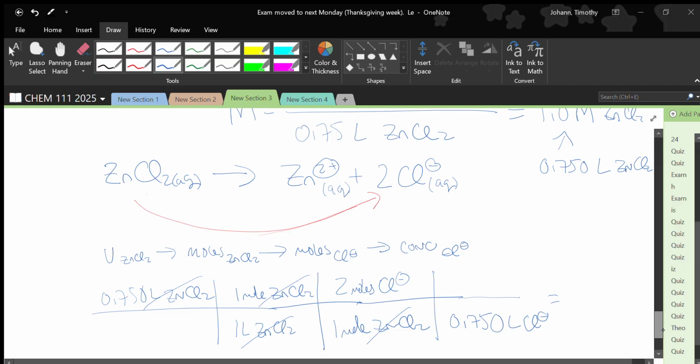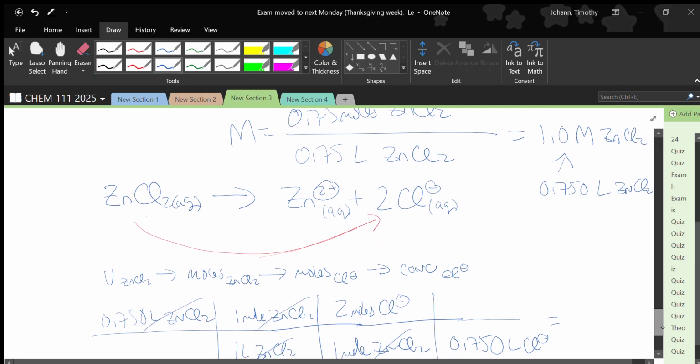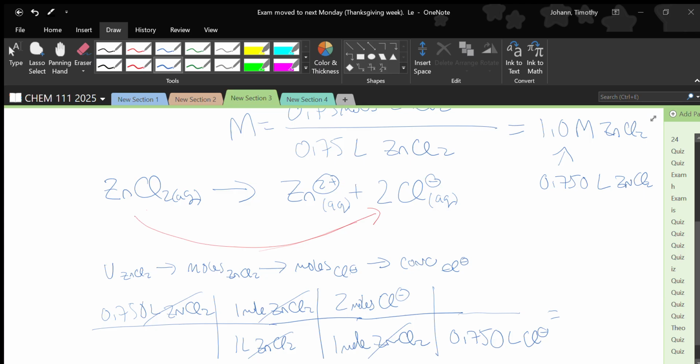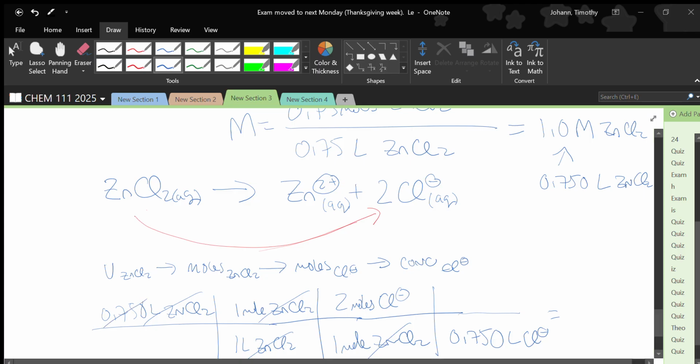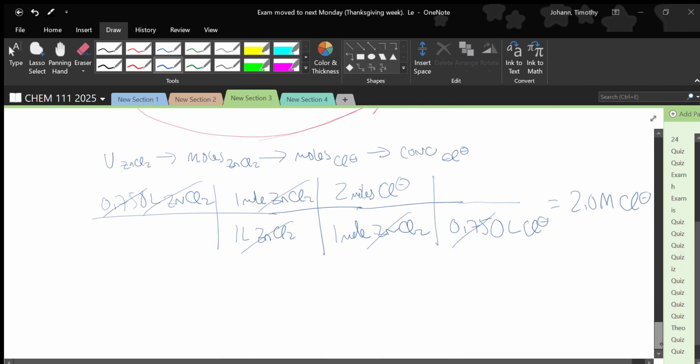What was that? Oh, the 0.75s cancel. Yes, okay, thank you. Right? So if I multiply across the top and I divide by the bottom, I've got a bunch of ones. I've got a 0.75 on the top and a 0.75 on the bottom. And I end up with 2.0 molar chloride ions, and all is right with the world. Is that what those of you that had it in your head to begin with predicted?